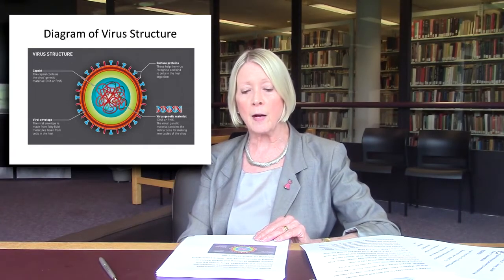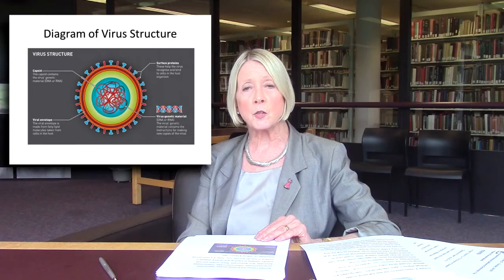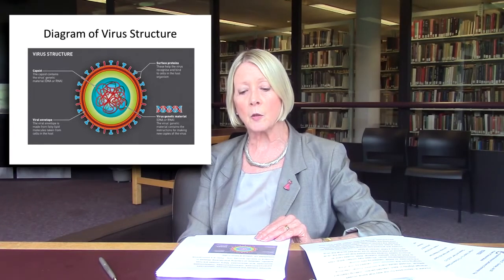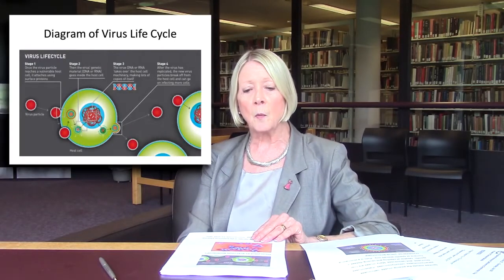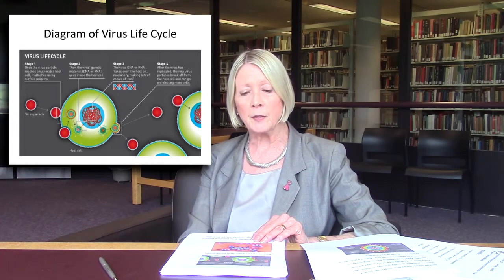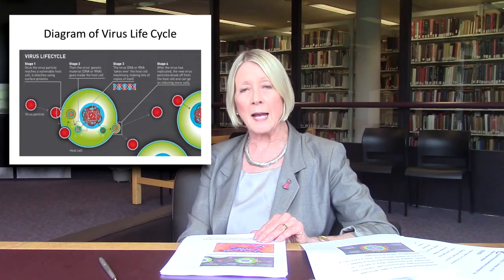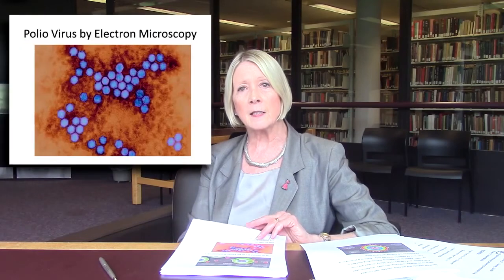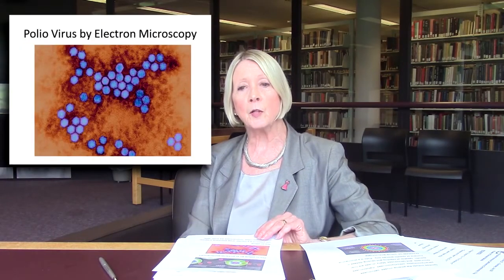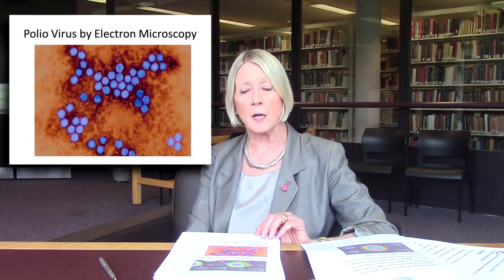Polio is a picornavirus, and this diagram just shows the simple virus structure with a core of genetic material surrounded by a membrane. And this is the depiction of the virus life cycle, where the virus enters a cell, takes over the genetic machinery, and then exits as many viruses which go on to infect other cells. Finally, the next slide is a picture of the poliovirus by electron microscopy.